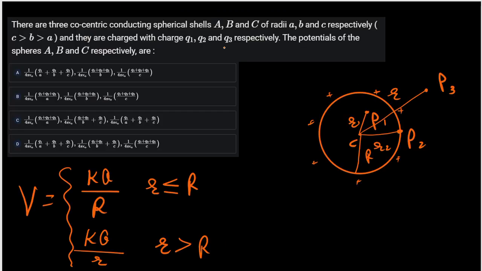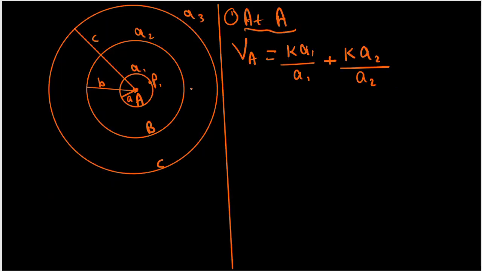In the question they have taken the radii as A, B, C. By mistake I took A1, A2, A3, but we have taken A, B, C. Fine. So potential at P1 due to the charge on B will be K into Q2 by B, plus again this point P1 is also inside C. So due to this, potential will be K Q3 divided by C simply. So potential at A is going to be this one.